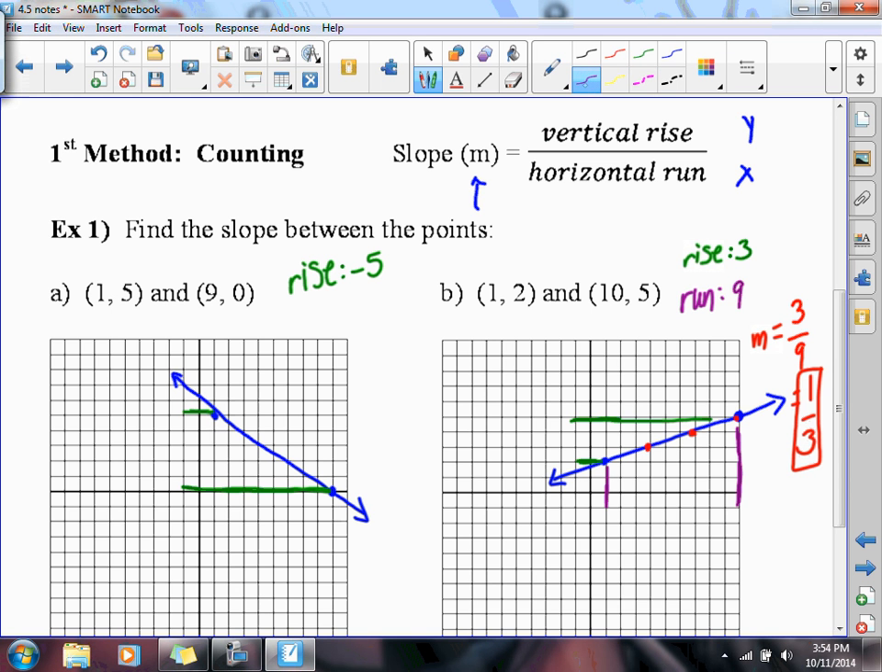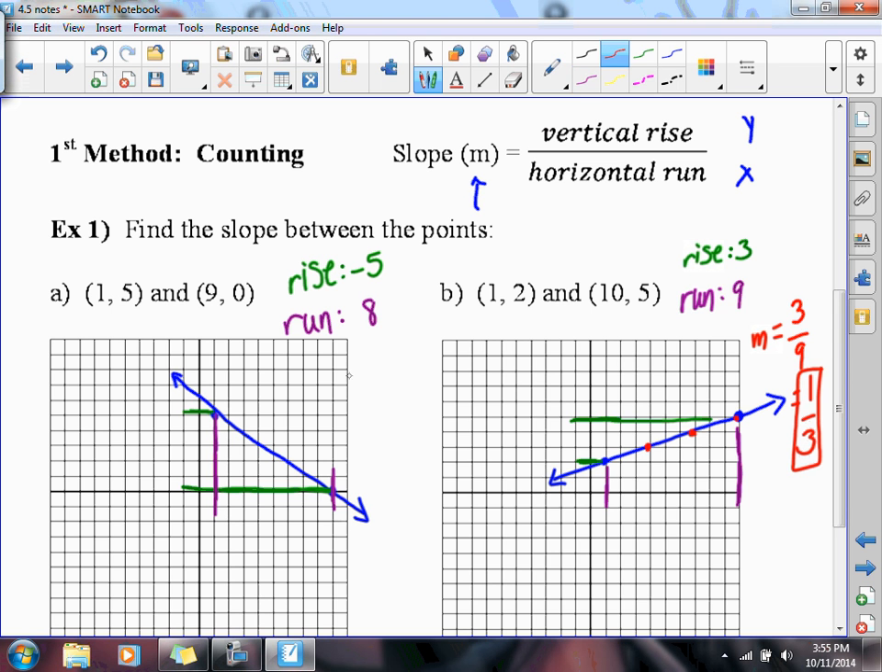And then my run, I'm going to look from left to right. My first point comes down here on the x-axis. So that was 1. My second point is actually on the x-axis at 9. So to go from 1 to 9, you could count or you could subtract. That's going to be 8 spaces.